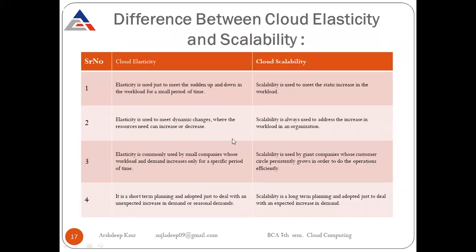This is the difference between cloud elasticity and scalability. Cloud elasticity is basically used when we want to meet a sudden rise and sudden fall in the workload for a small period of time. It means when suddenly I need to add resources and suddenly I need to remove resources. Cloud scalability is used when I just want to add or delete resources in a static way. I know in advance how many resources I need, then we go for scalability.